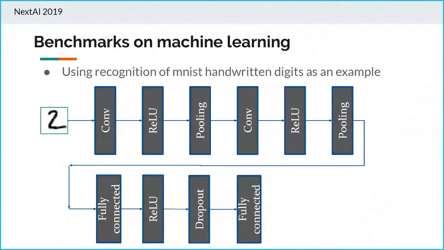Here's the overview of the architecture. Basically you start from a convolutional layer, then ReLU, pooling, and again convolution, ReLU, pooling. After that, you have a dense layer, and ReLU again, and dropout, and finally another dense layer.